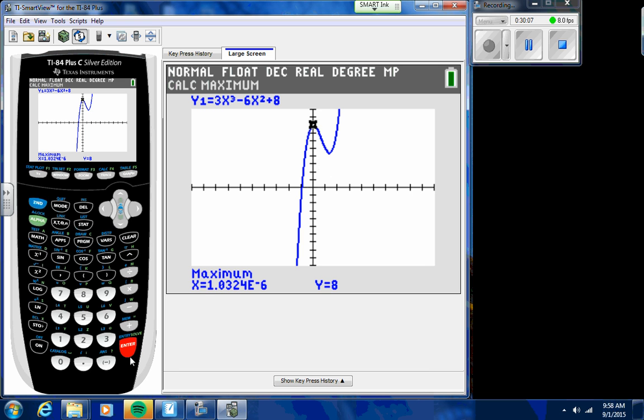Now notice what my calculator gave me. 1.0324 e negative 6. I got 3.42. Okay, but you see how it has the e? That just means it's 0. Sometimes the calculator will actually spit out 0, sometimes it won't. So just look for the e, and if you have e to a big exponent, the value is 0. Okay, so for the x value, we put 0, and the y value is 8.